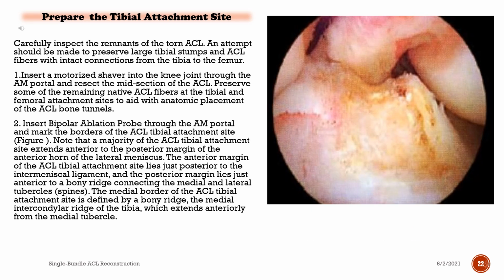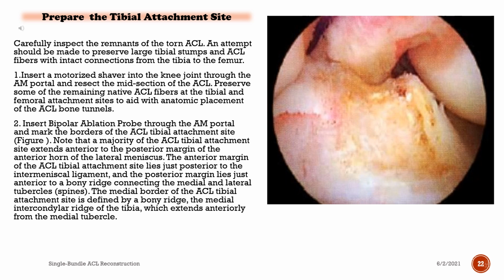Prepare the tibial attachment site. Carefully inspect the remnants of the torn ACL. An attempt should be made to preserve large tibial stumps and ACL fibers with intact connections from the tibia to the femur. Insert a motorized shaver into the knee joint through the AM portal and resect the midsection of the ACL. Preserve some of the remaining native ACL fibers at the tibial and femoral attachment sites to aid with anatomic placement of the ACL bone tunnels.